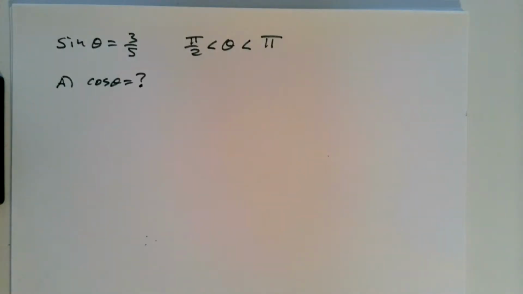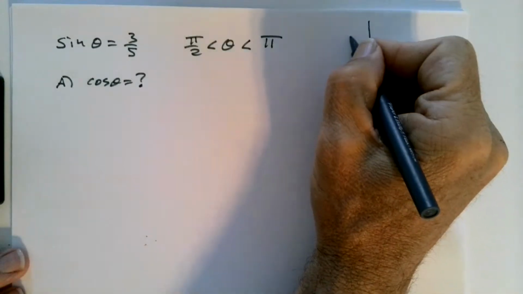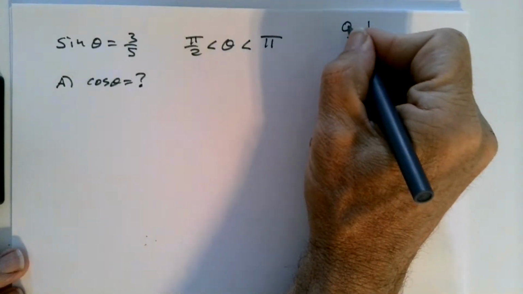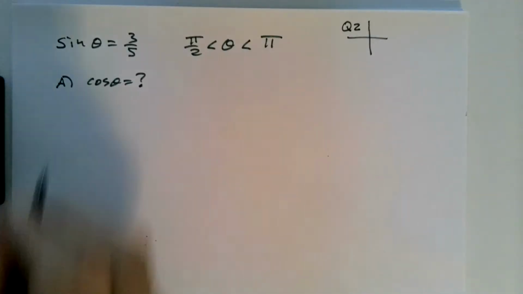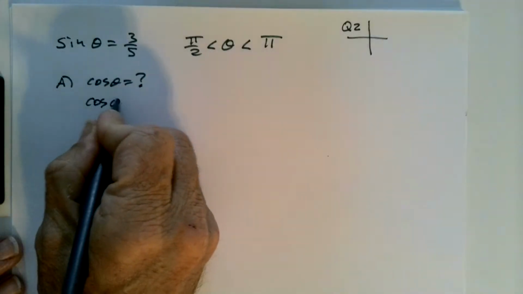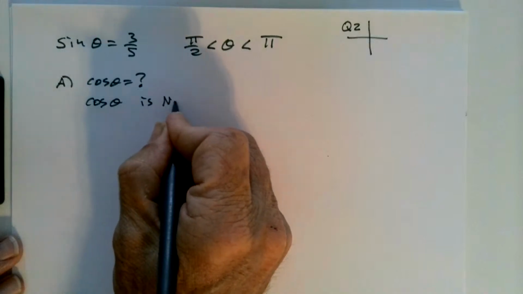Well, what do we need to know? There's a couple things. We are more than pi over 2 and we are less than pi, so that puts me in quadrant 2. In quadrant 2, cosine of theta is negative, so I know that. Cosine of theta is negative.